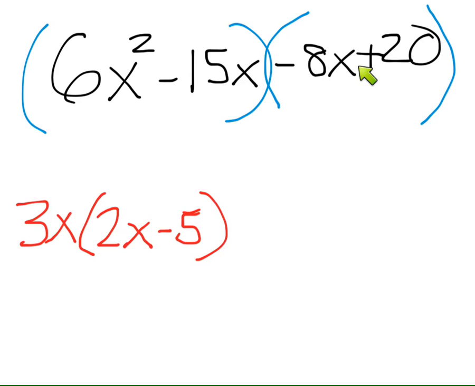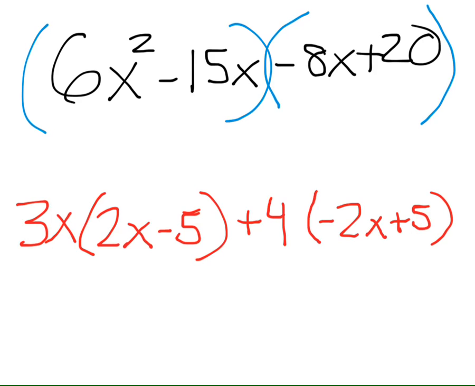All right, let's look here first. I have a negative 8x and a positive 20. 2 is a common factor. What's a greater one? 4, right? So if I brought out a positive 4, I'd be left with negative 2x plus 5, right?